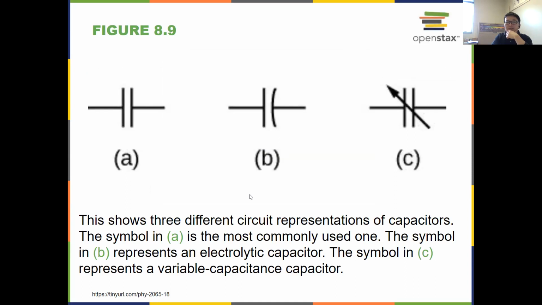Some symbols in the circuit, so normally you get this one, all right? So then this is a common capacitor. If you get this one, that means it's an electrolytic capacitor. And then this guy, that means a variable capacitor. Okay.